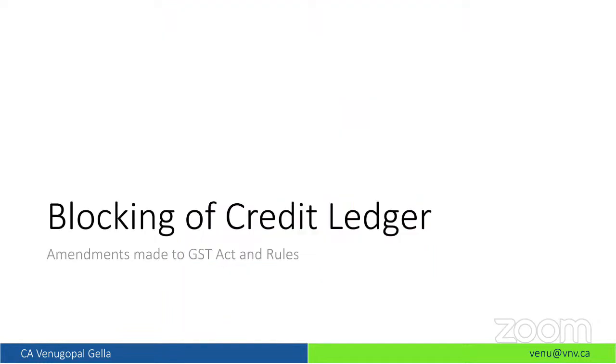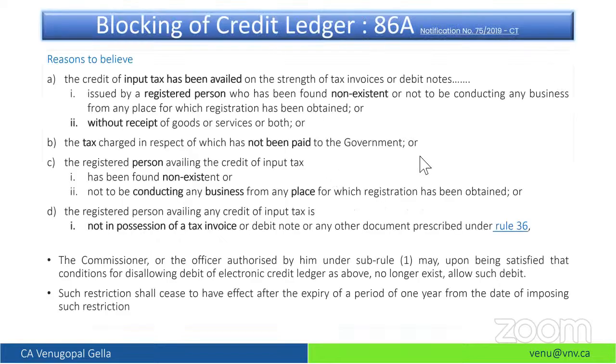Now there are new rules where your credits are going to get blocked. I want you to pay attention and take a look at these credits. Situation number 1 is Rule 86A, wherein the government is now saying, if the proper officer under the authorization by the commissioner has a reason to believe, they are going to block your credit ledger.